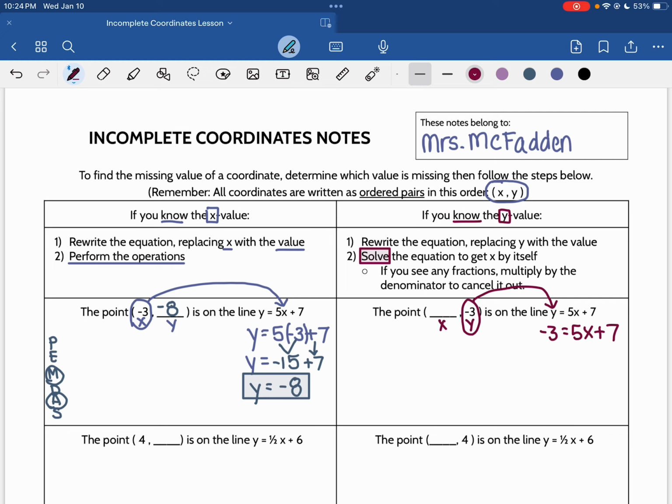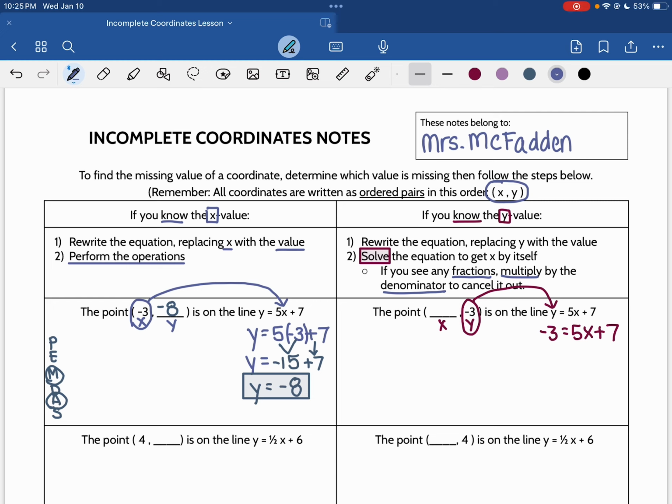Over on the left side, we just had to perform the operations. Over here, we have to actually solve to get x by itself. If you see any fractions, you will multiply by the denominator to cancel it out, because that's the number you're dividing by. We won't see fractions until the next two examples, so I'll get there. This one doesn't have any fractions, so I'm just going to solve. Remember, your goal is to get x by itself.